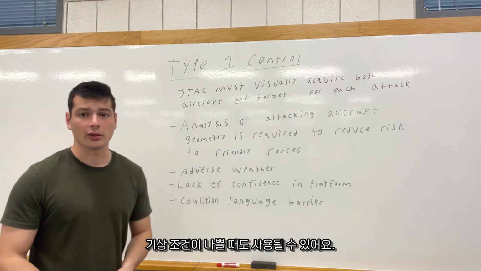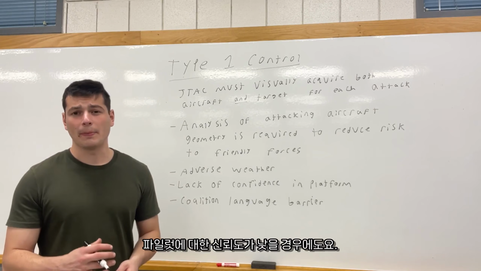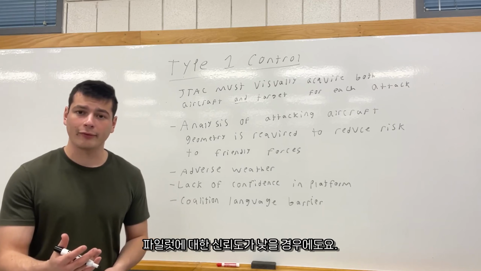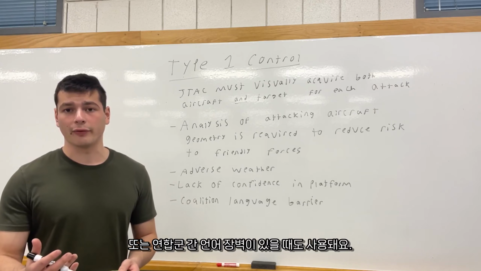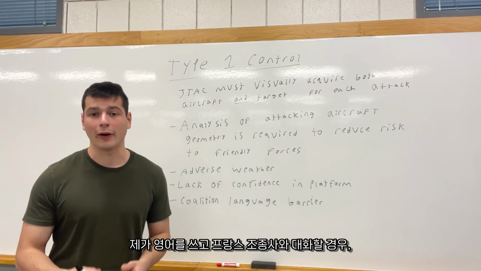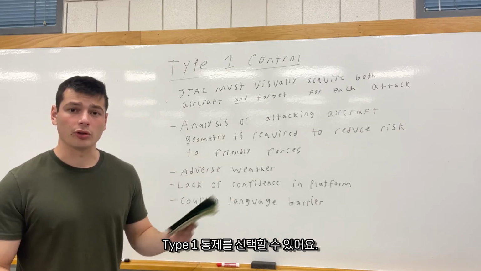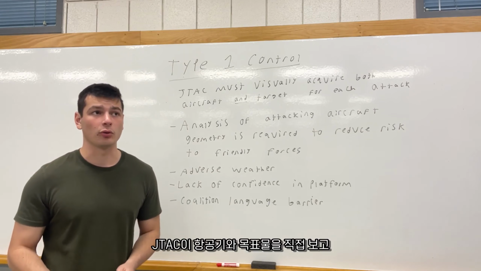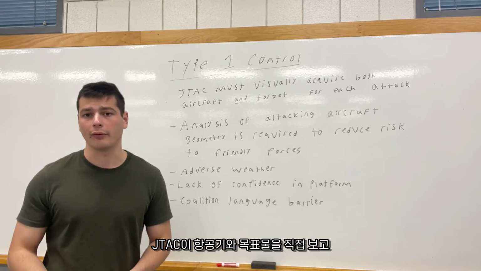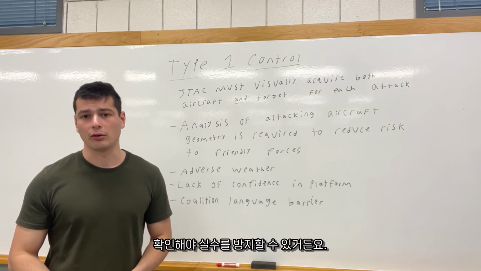It can be used in cases of adverse weather. It might be used if there's a lack of confidence in the platform, or it might be used if there's a coalition language barrier there. If I speak English and I'm talking with a French pilot, I might want to utilize type 1 control. That way I have to visually acquire both the target and the aircraft in order to ensure that no mistakes happen.